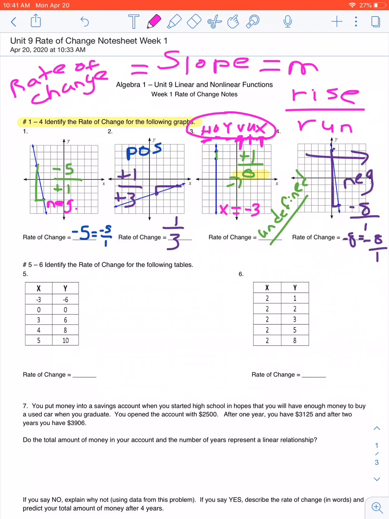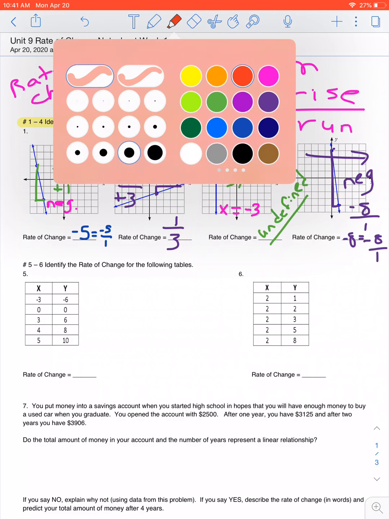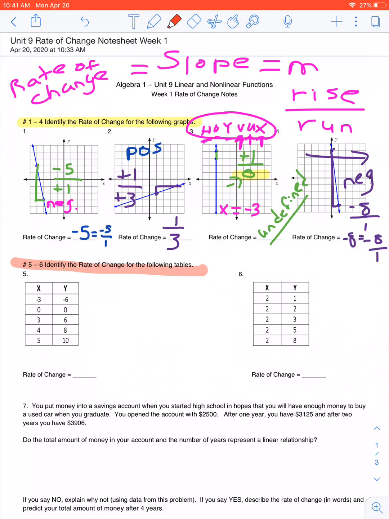So how do those graphs come into play? Because today we are going to be talking about tables. So how do we find the equation or the slope when I have a table and not a set of points? Well, just to recall, I'm going to write it down here.